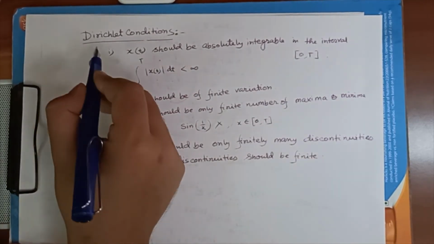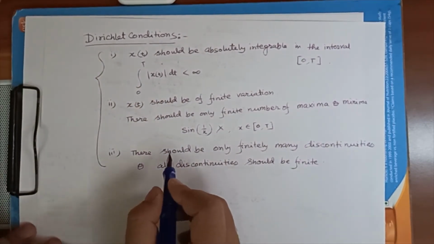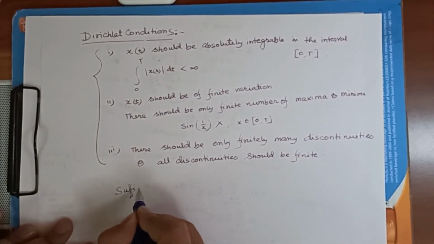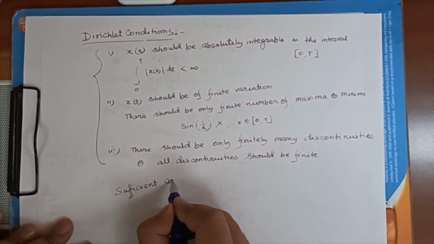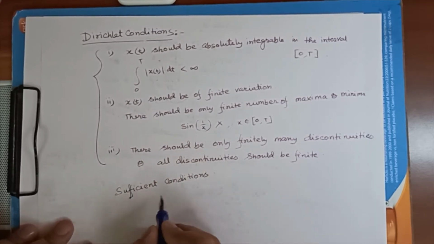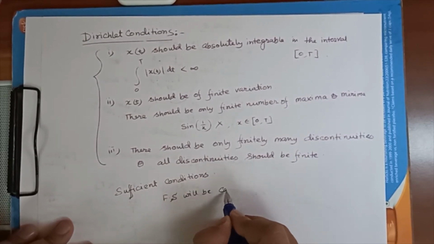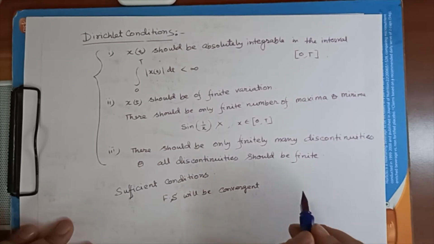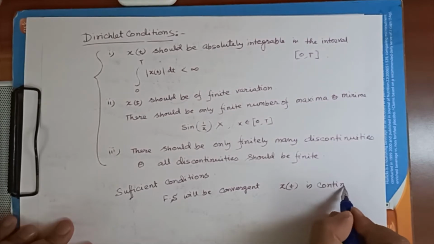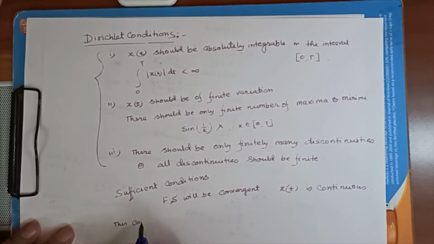So these three conditions, the so-called Dirichlet conditions developed by Dirichlet, are sufficient conditions. If they are satisfied, they enforce that the Fourier series will be convergent whenever x(t) is continuous. So at every point of continuity, this is convergent. However, this is not necessary. This condition is not necessary.